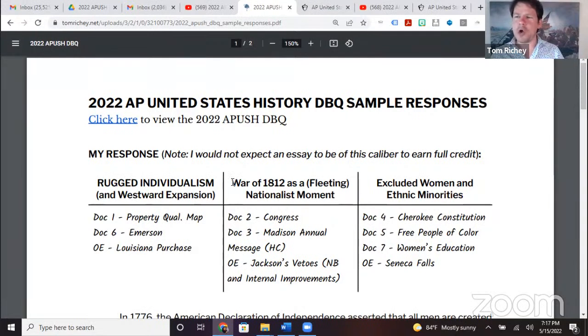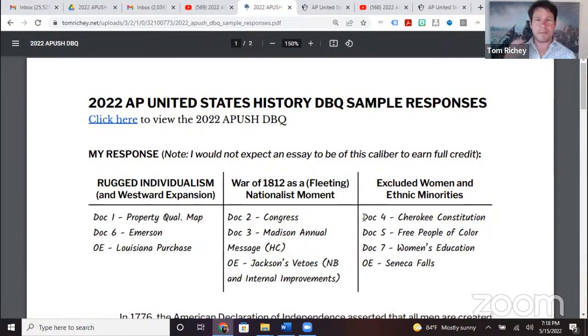Then I noted that the War of 1812 was a nationalist moment, but it was fleeting. So I note here Congress, then Madison's annual message, and then I give some historical context that Madison vetoed a bill which was very similar to what he was asking for. So then Jackson's veto. I note here that while the War of 1812 may have looked like this, it wasn't.